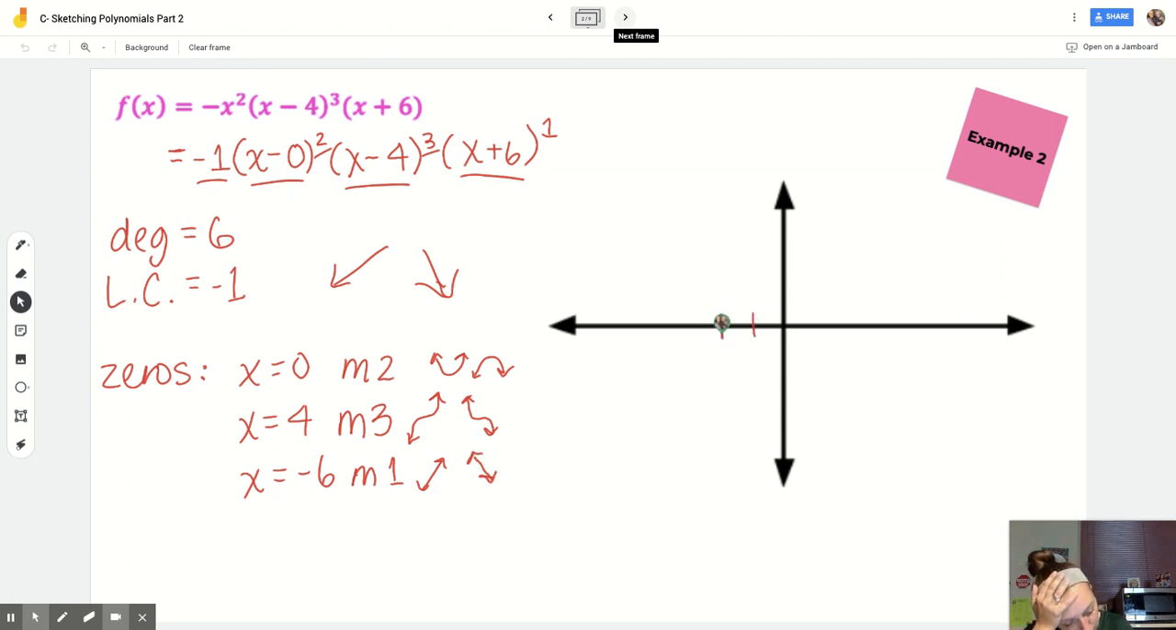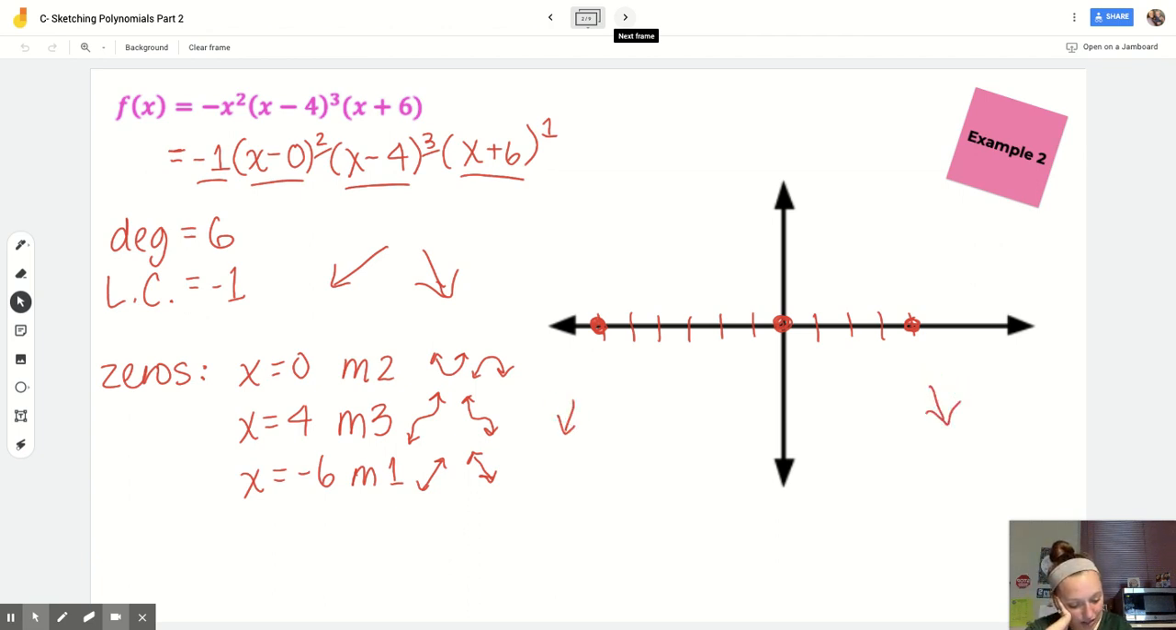So 1, 2, 3, 4, 5, 6. There's one of my zeros. And then at 0, 1, 2, 3, 4. My ends, I know, are both going to be down. And now I just have to connect.